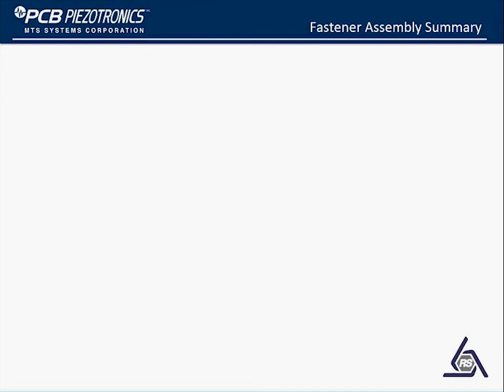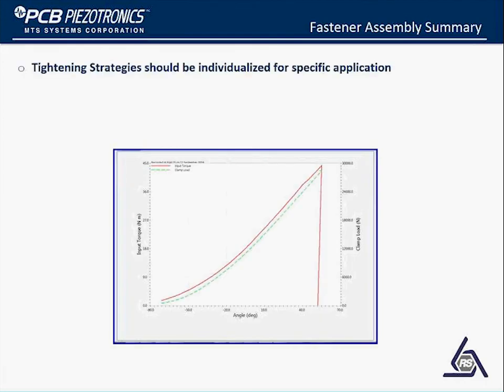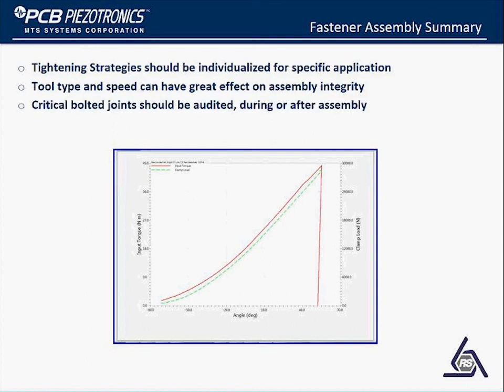To summarize what we covered last week during part 2, we learned that to be effective, tightening strategies should be individualized for each specific application. The tool type and speed can have a great effect on assembly integrity. Critical bolted joints should be audited during or after assembly. And the M-alpha bolted joint auditing process can help determine our clamp load.